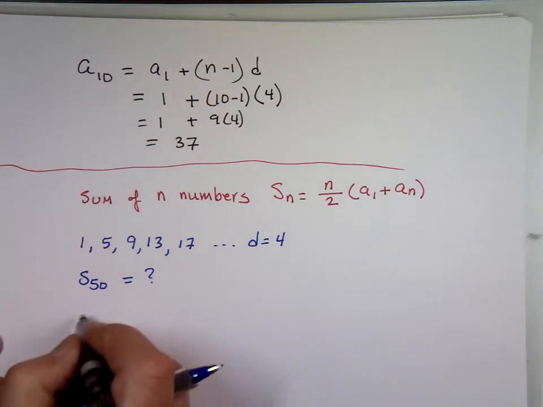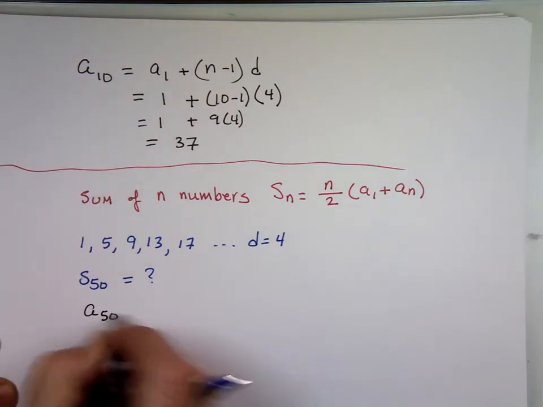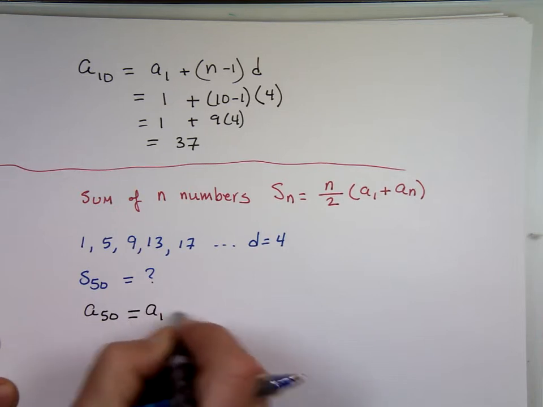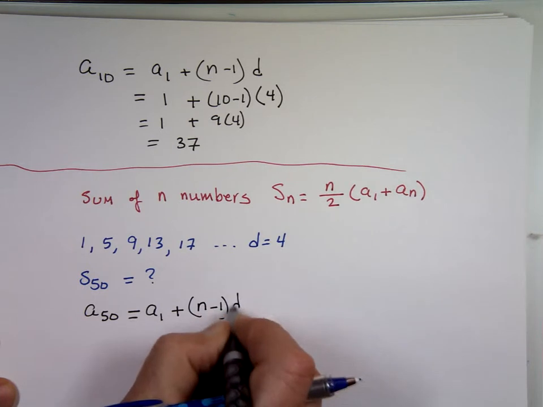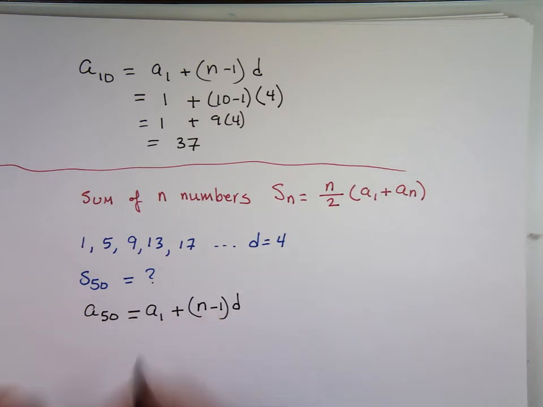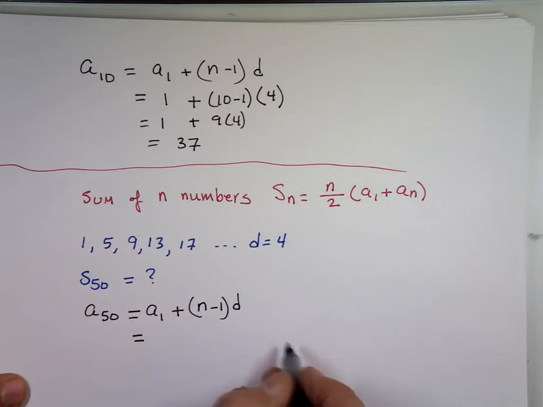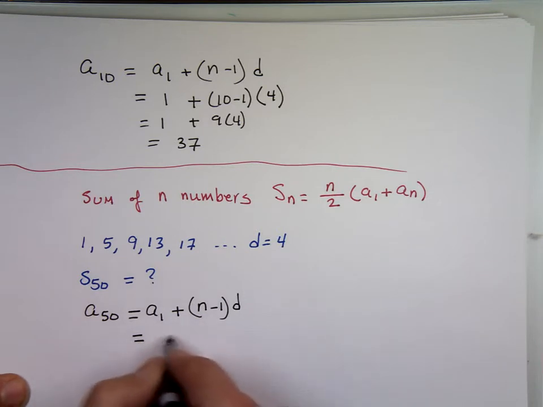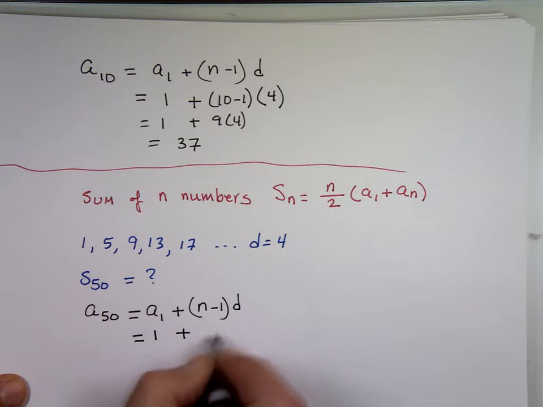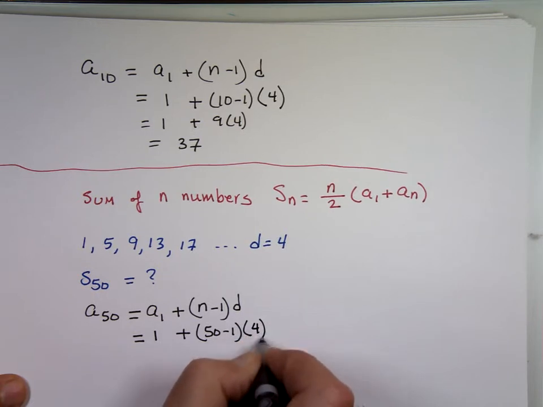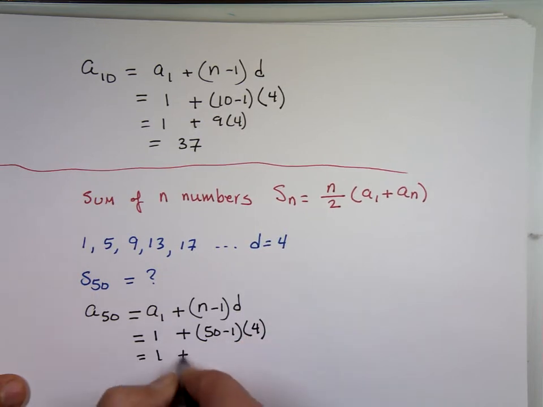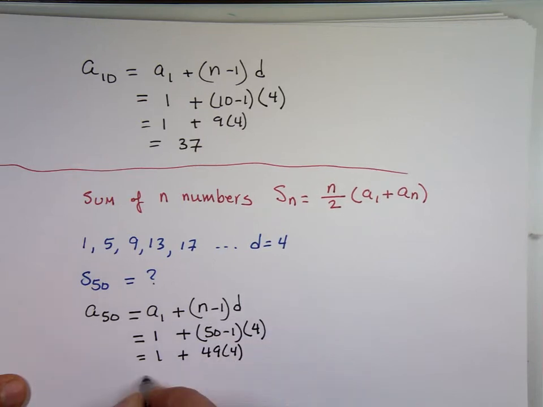Let's find the 50th number. A50 equals A1 plus N minus 1 times D. What's A1? 1. This is 50 minus 1, times D, which is 4. 49 times 4, so that's 197.